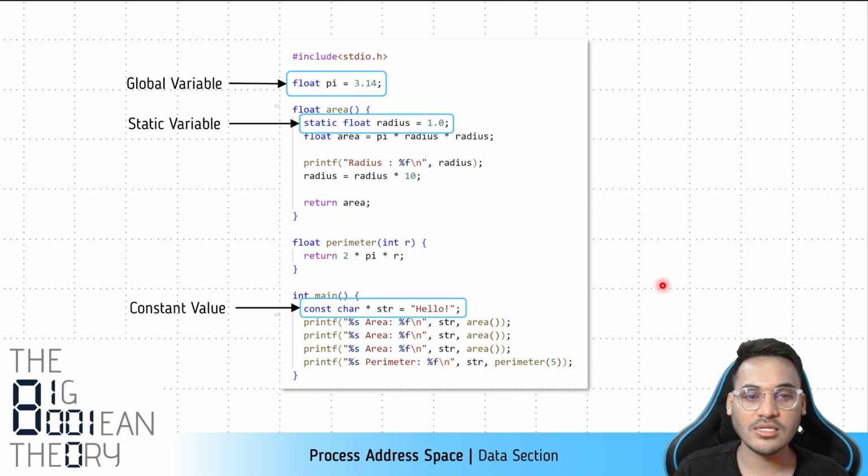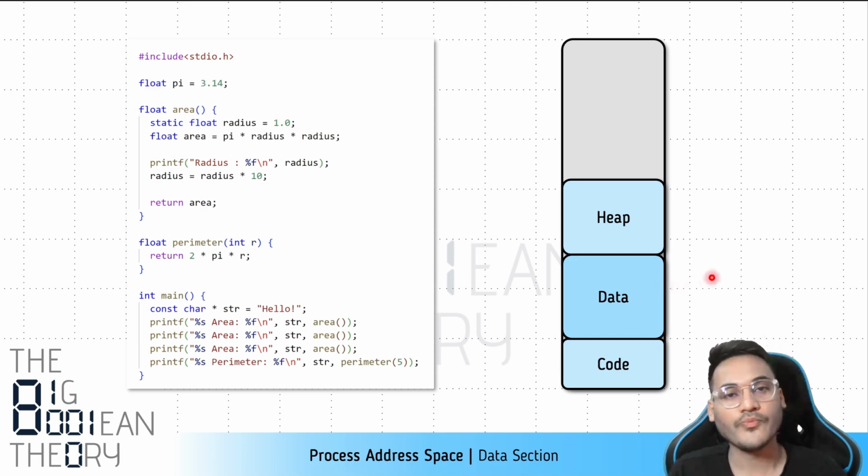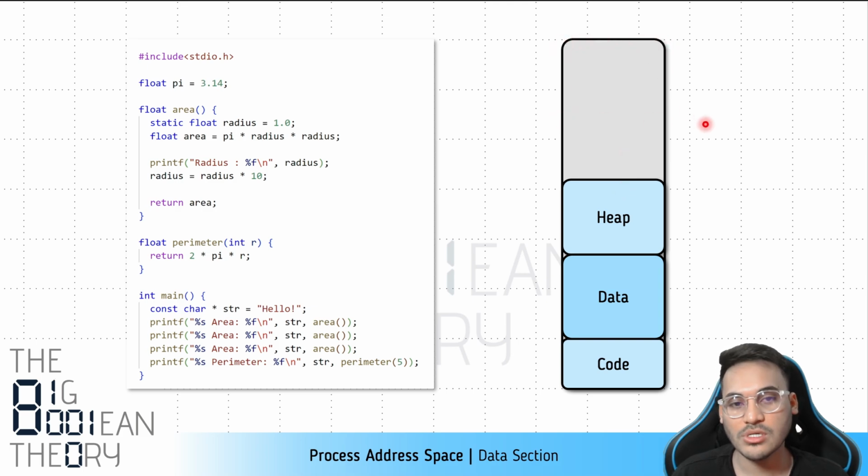So we'll start executing this code and understand how they are used. Let us start the execution of this piece of code. Here, as you can see, this is the address space: code section, data section, the heap section. We have not yet put anything on the stack. So let's start with the main function.